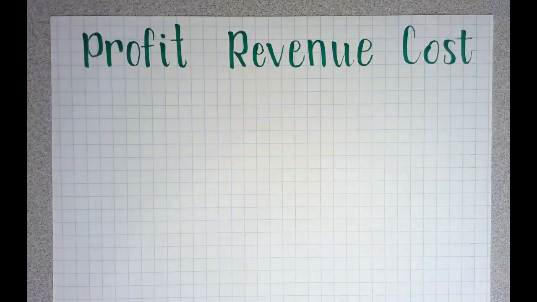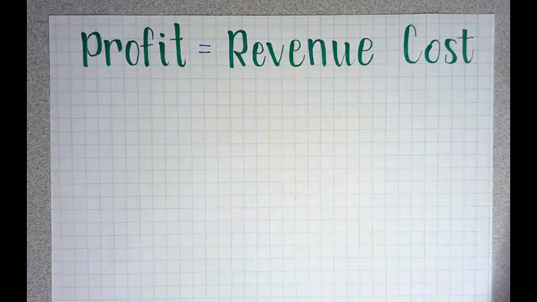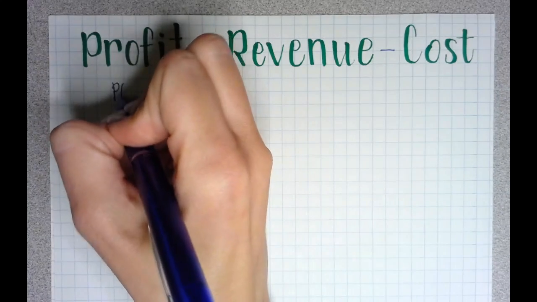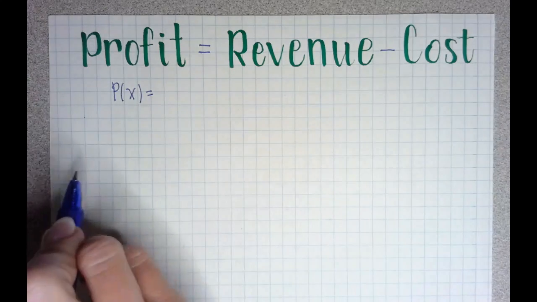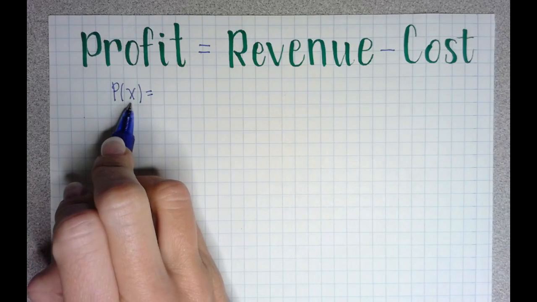Okay, so we have a ton of expressions out there. What is the relationship between these three things? Profit equals revenue minus cost. Now you don't always have to write out the full words. We can write it using function notation. When you use function notation, it's going to look something like this: P of x equals. It's not px, it's P of x. So it's basically telling you the profit with respect to x.